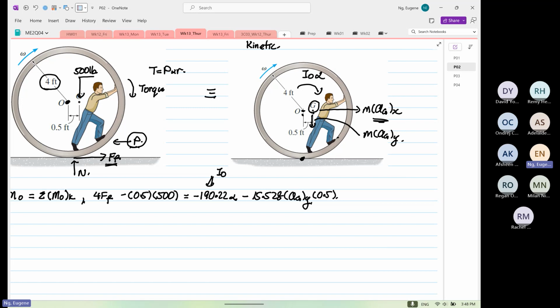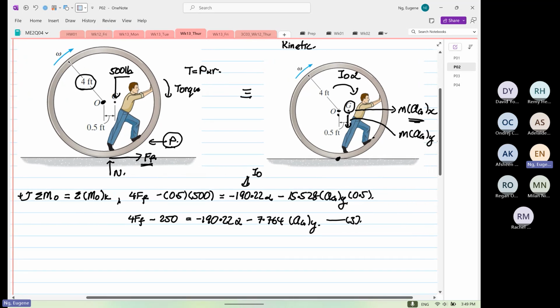So you just need to calculate. 4FF minus 500 minus 250 is equal to minus 190.22 alpha. And then over here, you will have 15.528 times 0.5, which is 7.764 MAGY. Okay, so this is our equation number 3.